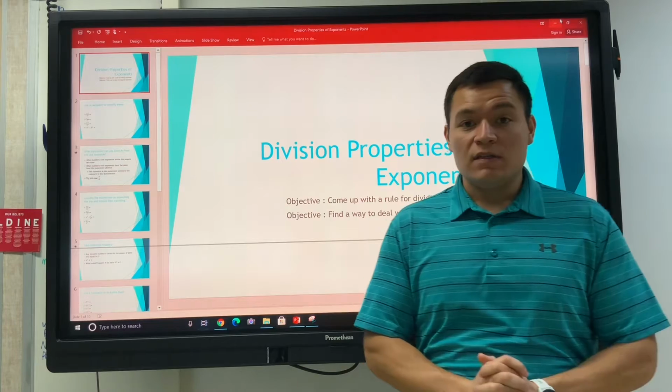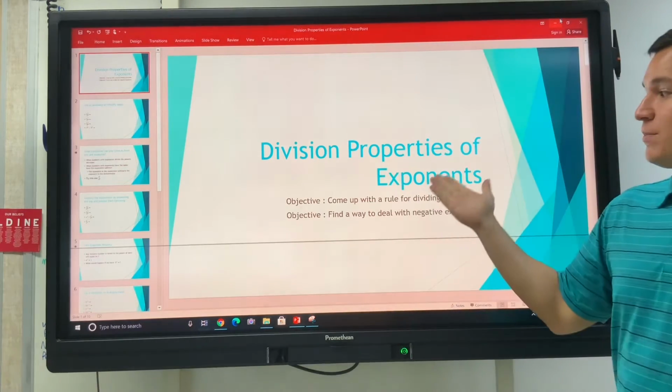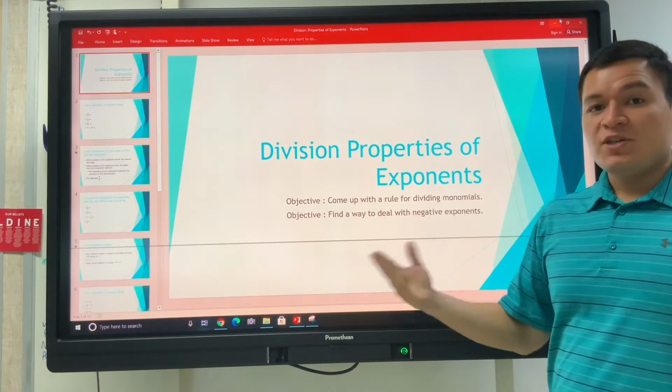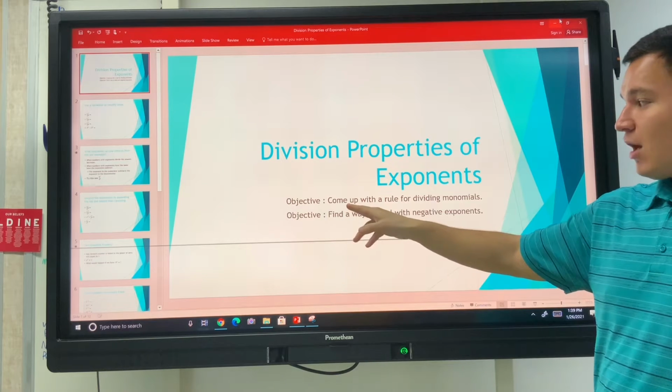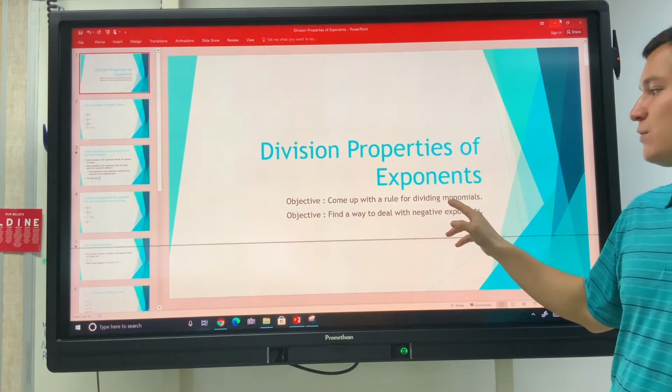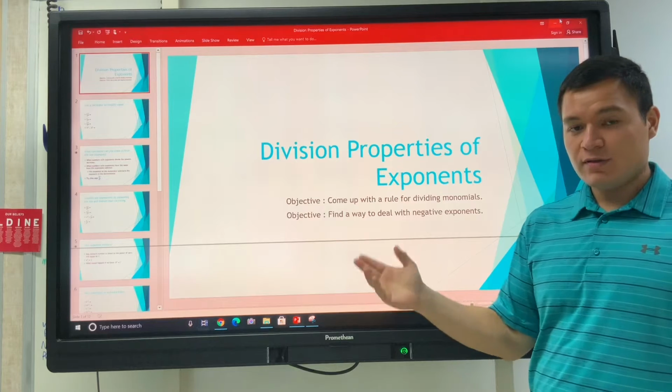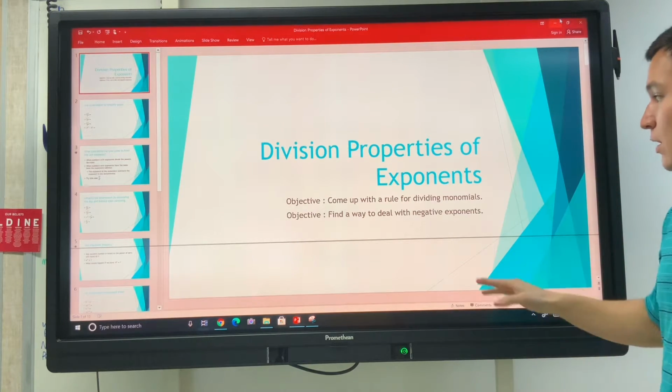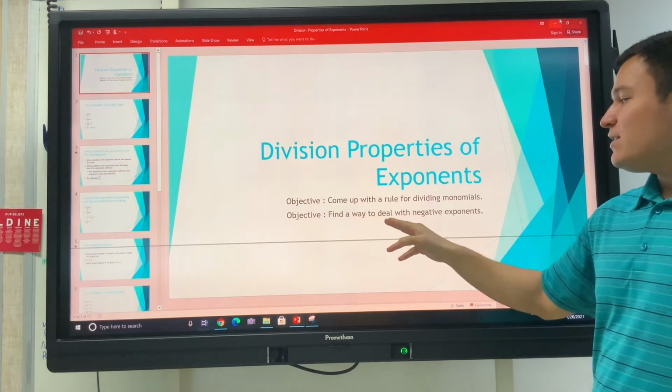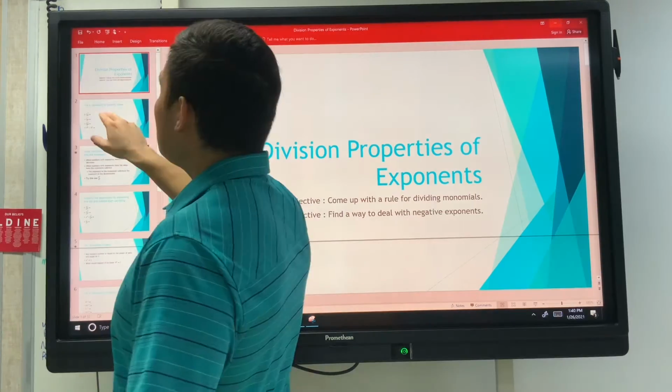Hello everyone. In today's lesson we're going to be talking about the division properties of exponents. The objectives we have for this lesson are that you should be able to come up with the rule for dividing monomials, which are something that we learned about yesterday, and we should be able to find a way to deal with negative exponents. Let's get started.